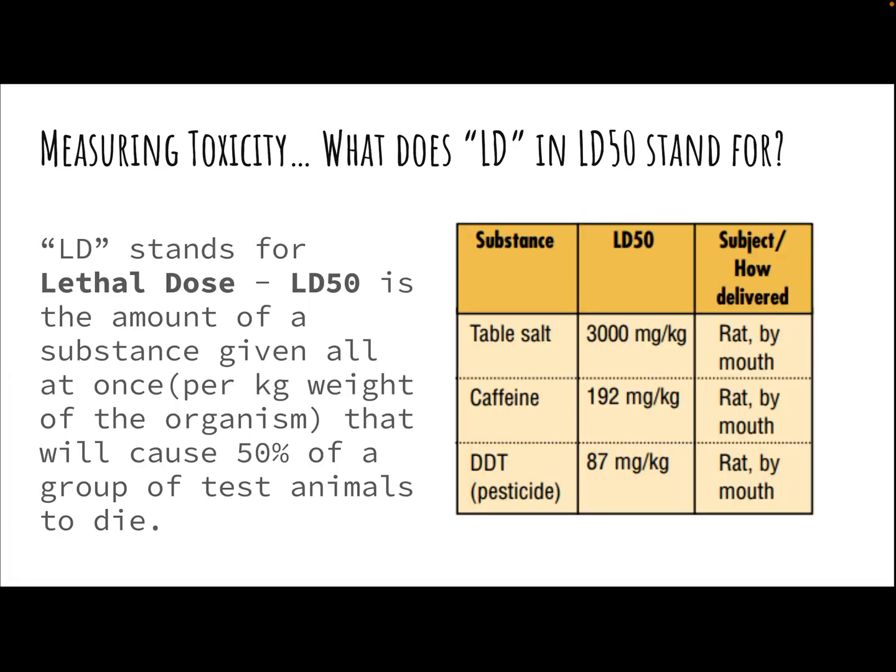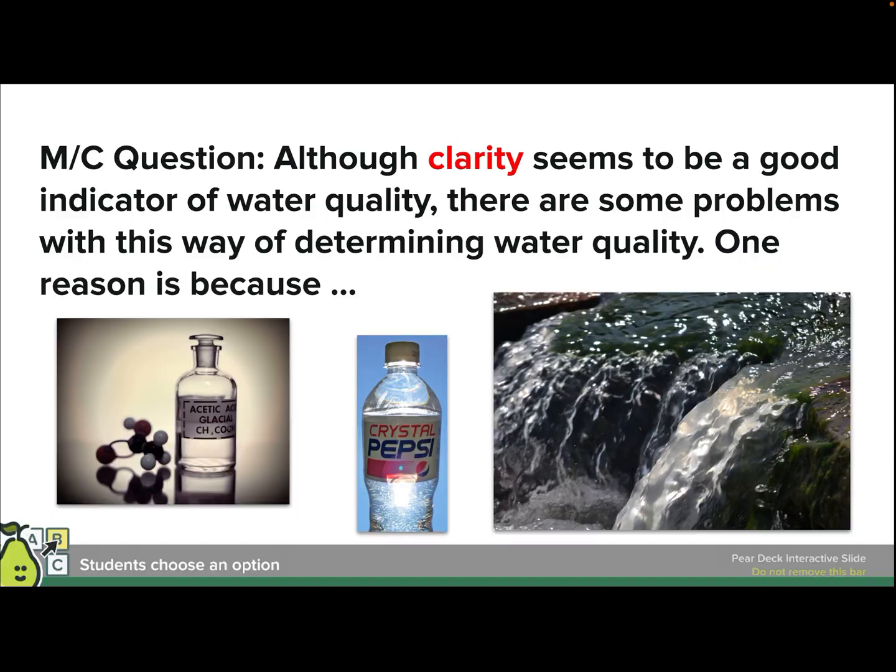Here we have our LD50. It's telling me that I need to move this slide. I'm doing some adjustments as I teach this. LD stands for lethal dose. We talked about that before. LD50 is the amount of substance given all at once per kilogram weight of the organism that will cause 50% of the group of test animals to die. That was a little bit out of order, sorry about that.